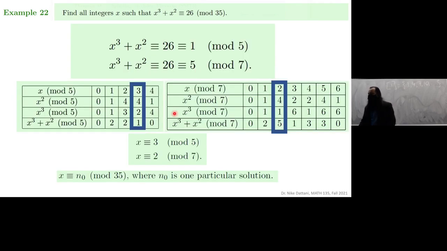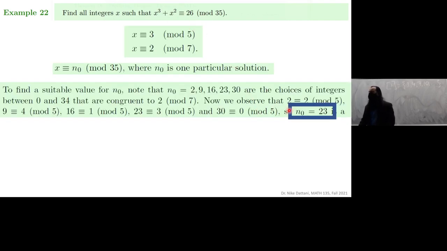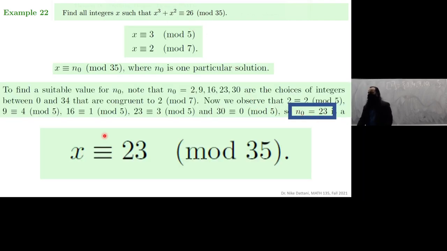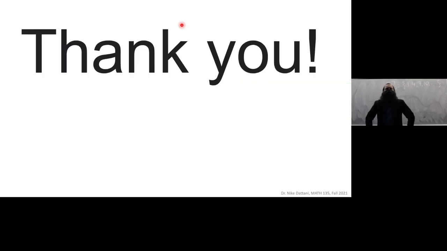That system of equations is equivalent to solving this system, which is equivalent to solving this. So we got a particular solution, N0 equals 23. As long as x is congruent to 23 mod 35, then x cubed plus x squared is congruent to 26 mod 35. Does that make sense? Does it make sense to everyone? Is anyone lost? Okay, thank you very much for your attention.